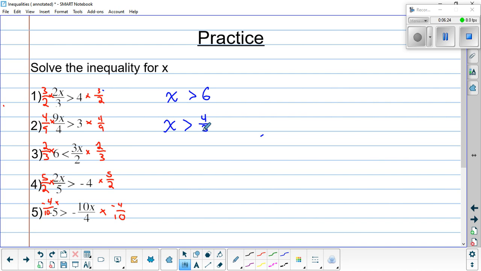Next problem, we have 2 times 6, which is 12. 12 divided by 3, so we have 4 is less than x, which is x is greater than 4. So either or. Following down to question 4, x is greater than, well, -4 times 5 is -20. -20 divided by 2 is -10. And lastly, we have -4 times -5, which is 20, and 20 divided by 10 is 2. So 2 is greater than x, which we can write as x is less than 2.